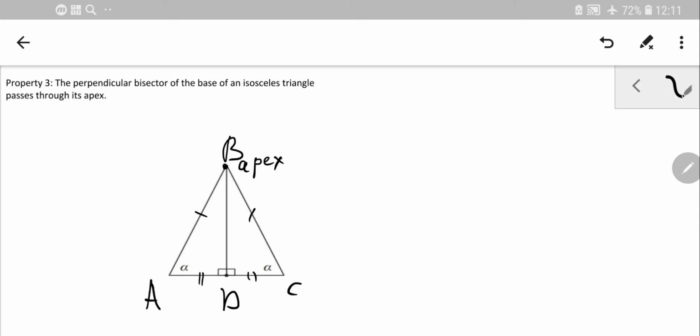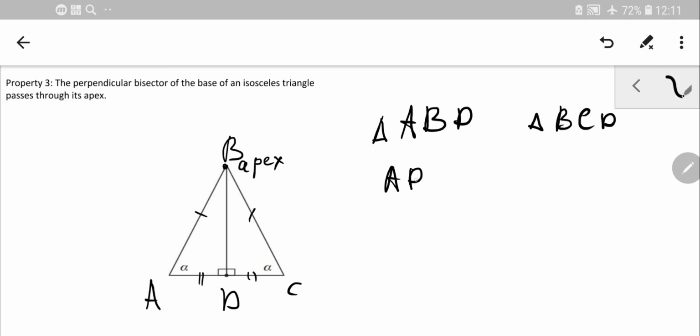Maybe it goes through another point. Well, in this case we'll have the following. If we have two triangles, let's consider triangle ABD and triangle BCD. What we know, according to the statement, first of all, is that side AD equals DC. Also, we have side AB equals BC.